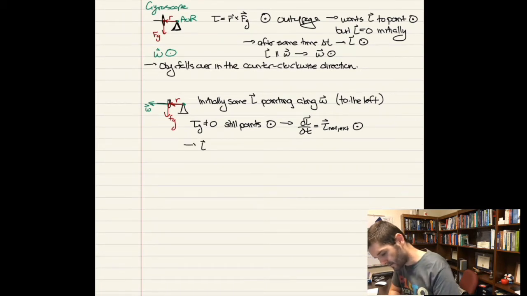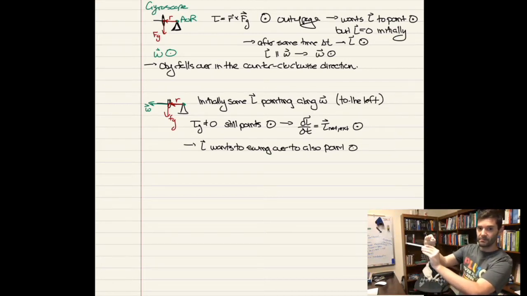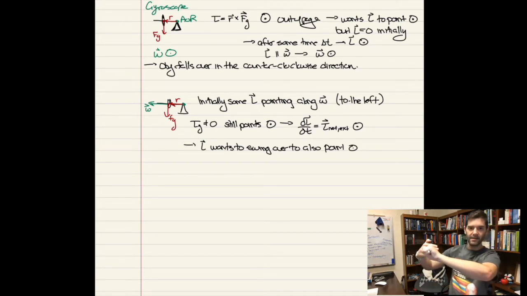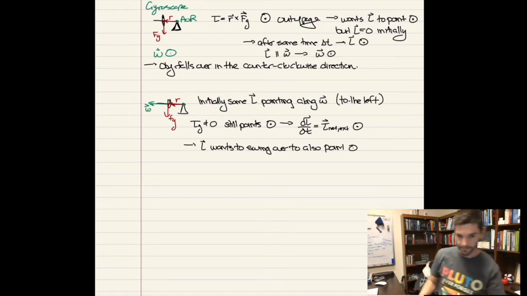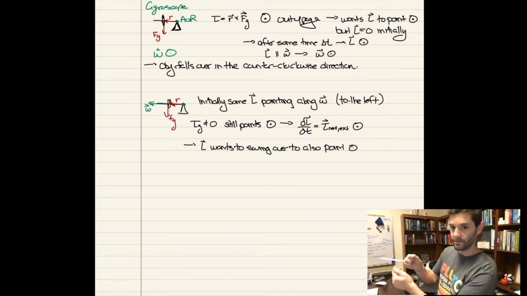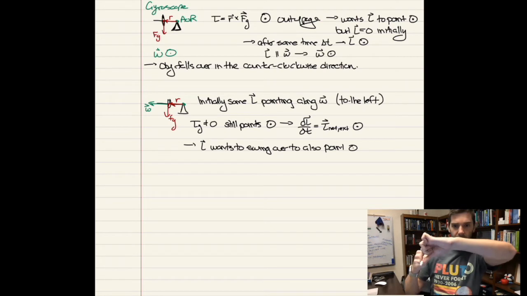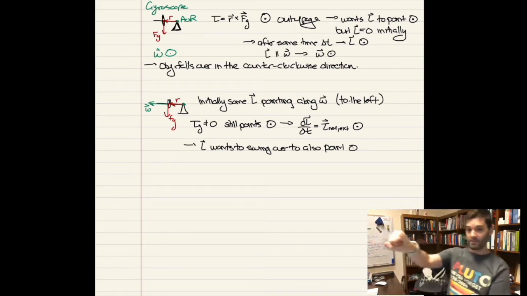means that L wants to swing over to also point out of the page. There already is an angular momentum vector, but there's a torque that is pointing perpendicular to that angular momentum vector. So what it wants to do is take the angular momentum vector and pull it around so that it eventually points in the same direction as the torque. That causes the entire wheel to essentially start to rotate around and point in a different direction. It is taking that angular momentum vector and pulling it around.